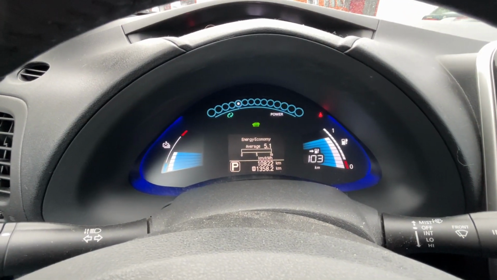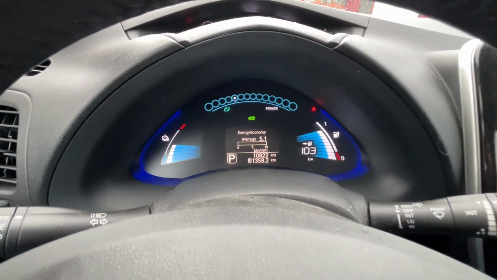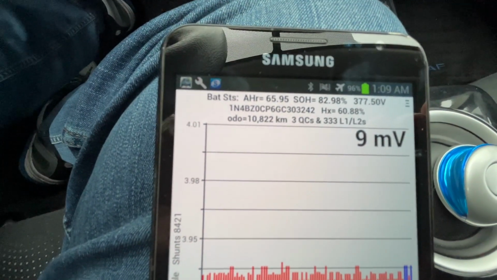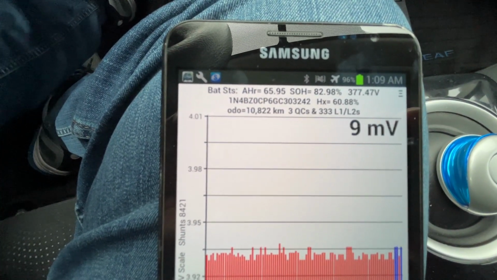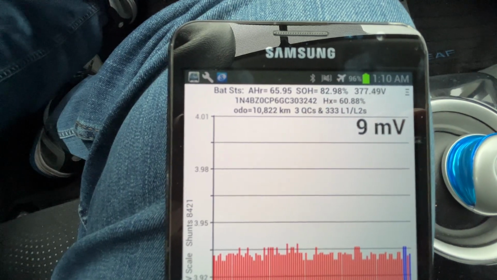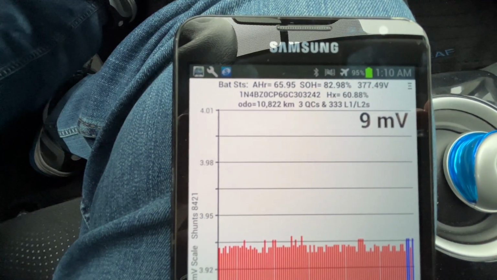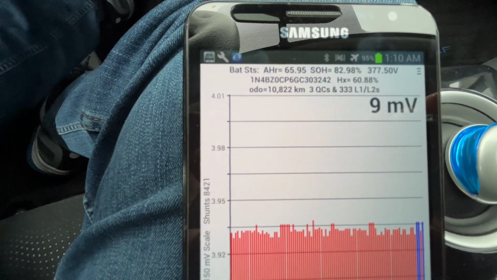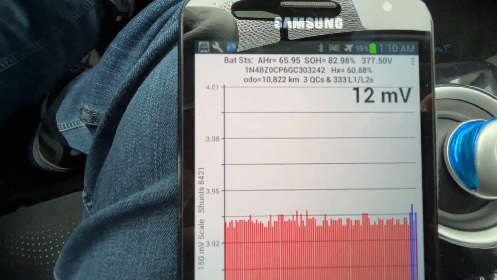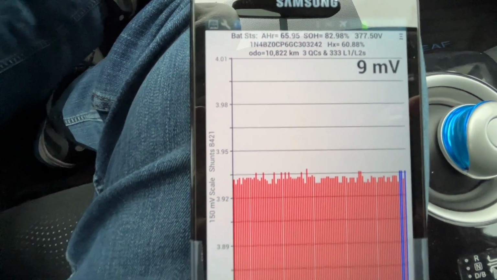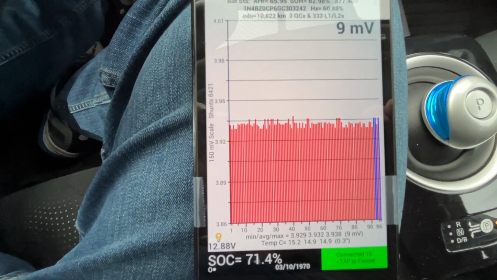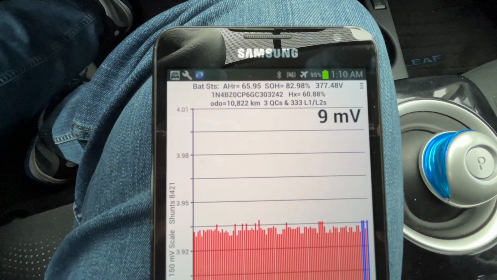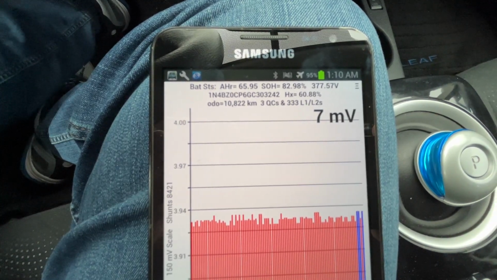Okay, the third car here has just over 10,000 kilometers, 6,000 miles. So let's take a look at the Leaf Spy information here that we've got today. It has 65.95 amp hours and estimates 82.98% battery state of health. And it's had, of course, way fewer charge sessions than the other one. So I'll bring up all the data here on the screen, and then we can compare those three and see if there's a way we can use a formula to determine our estimated state of health.